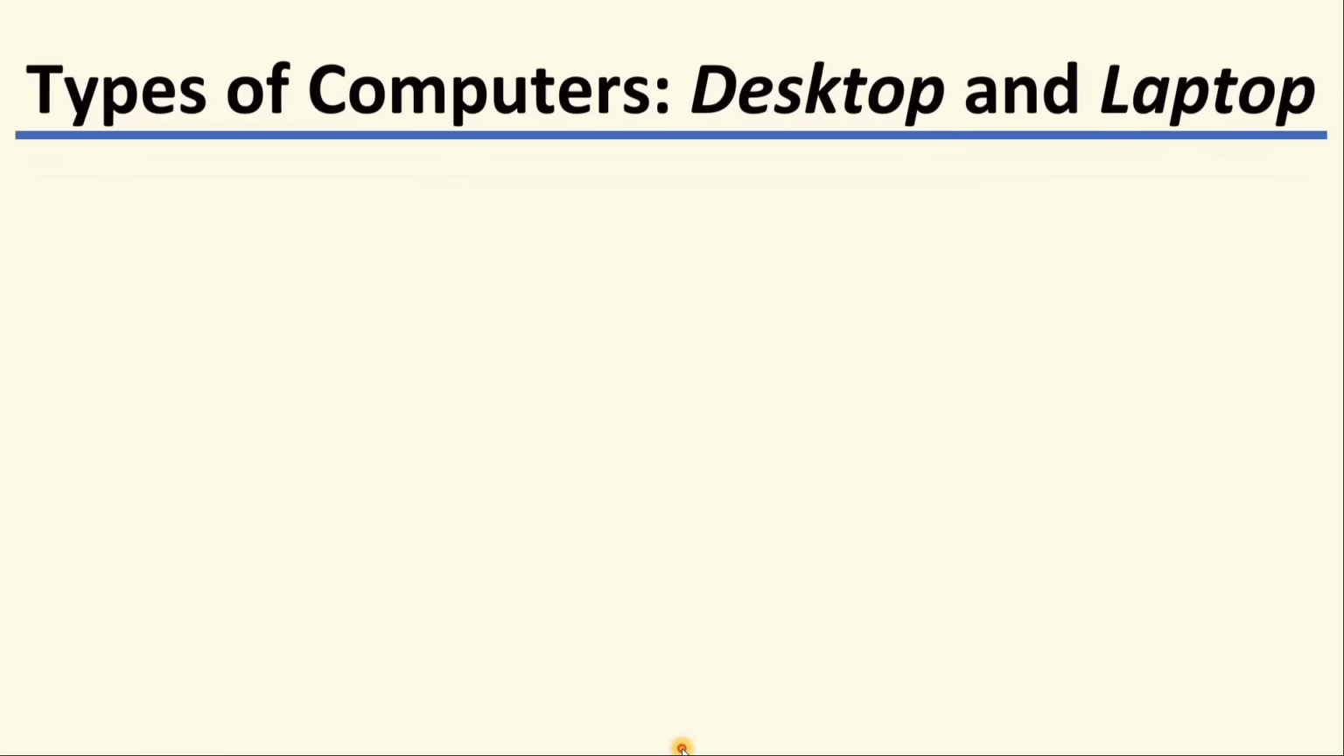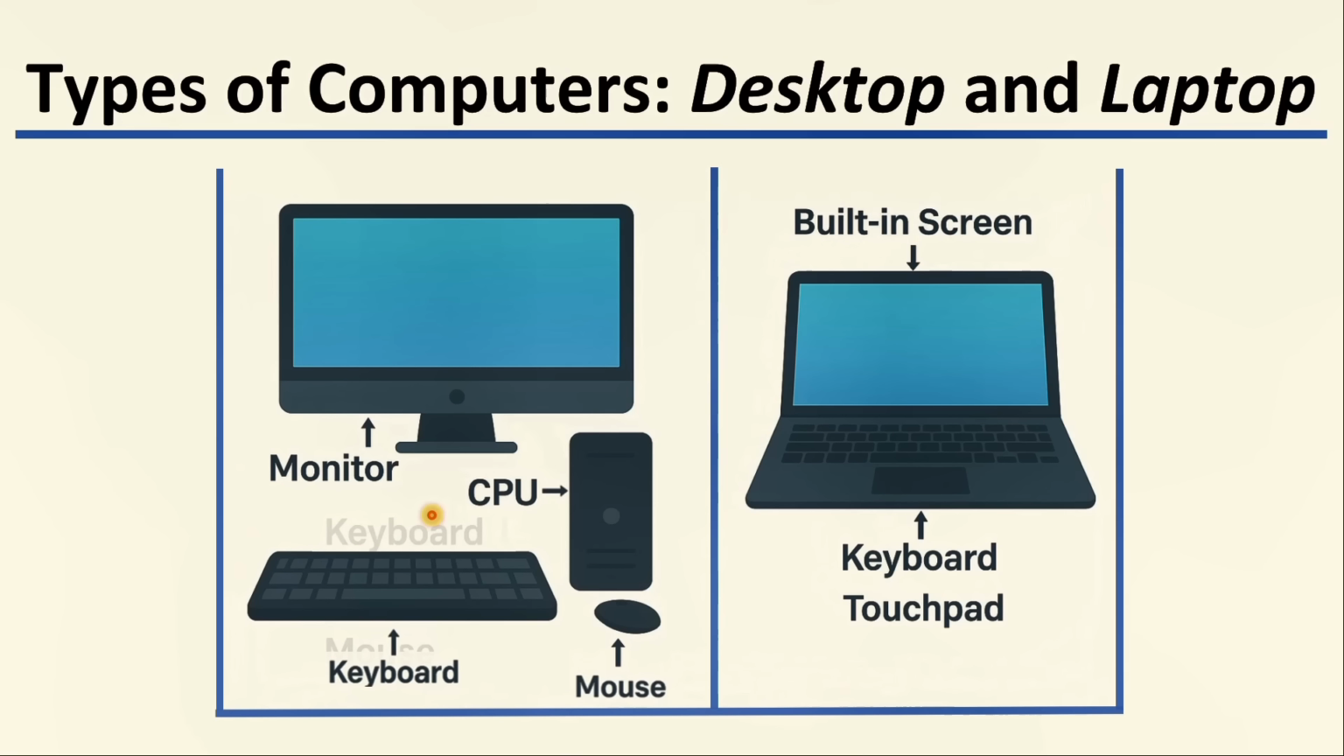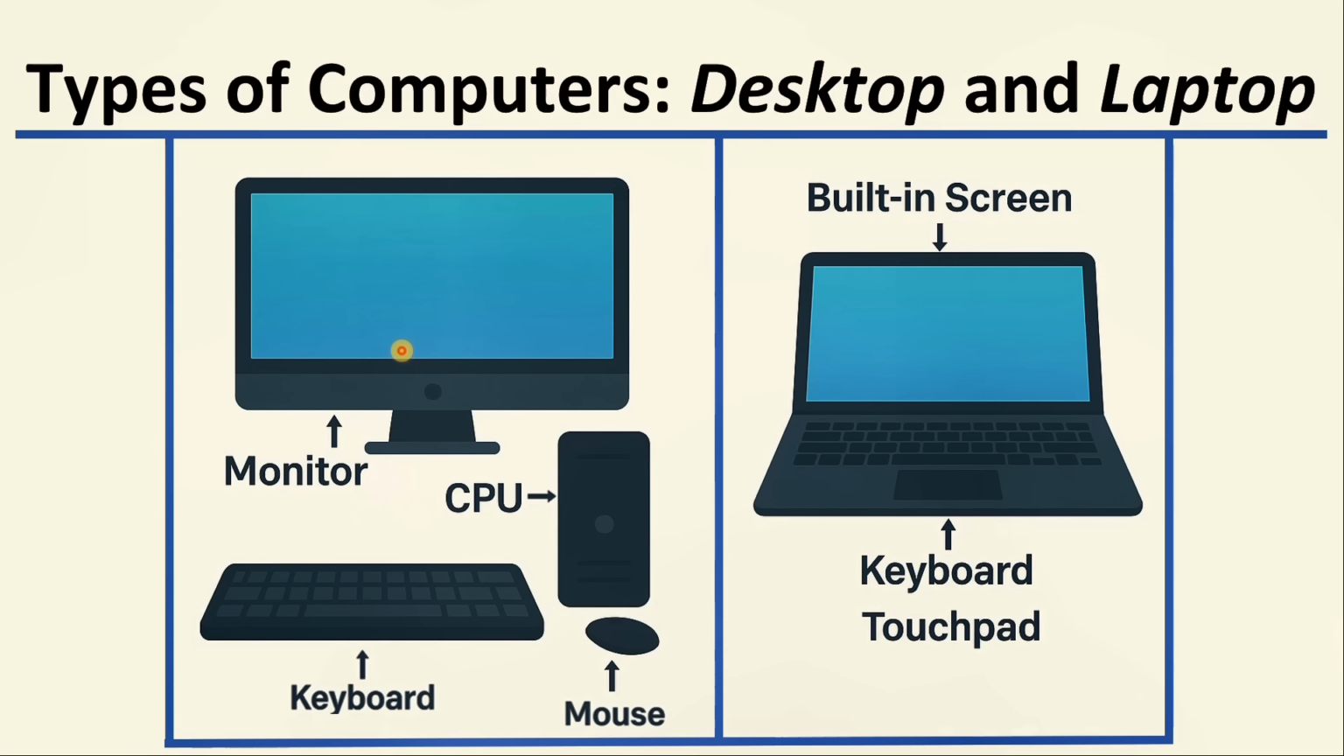And now that we know what a computer does, let's look at the two most common types of computers, a desktop and a laptop. They come in different shapes and sizes, but all of them are doing the same job behind the scenes. Let us begin with the desktop computer to the left here. The desktop computer has separate parts: a screen called a monitor, a CPU, that's the big brain of the computer, the keyboard to type, and the mouse to click and move things around.